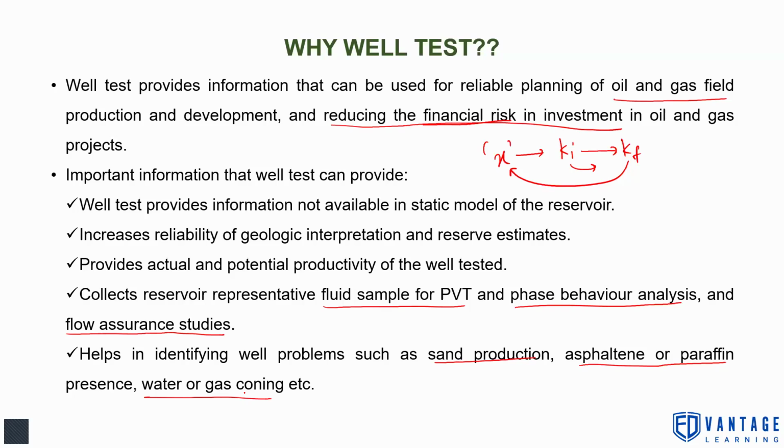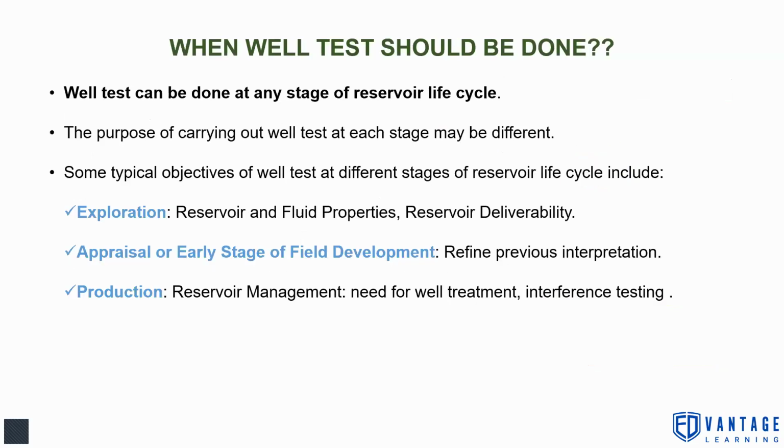So these all are relatively possible and easier to find from well test, especially from interpretation. Well test is done during these three phases of the reservoir life cycle. In exploration, we find the reservoir and fluid properties based on samples collected and also reservoir deliverability from reservoir to bottom hole. In appraisal or early stage of field development, we can refine the previous interpretation, and during production, we can opt for well test for reservoir management, need for well treatment, interference testing, or reserve classification or reclassification.